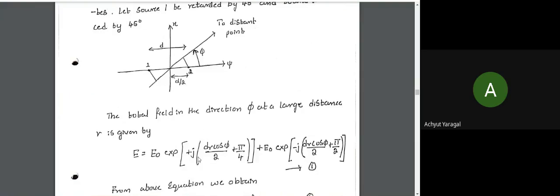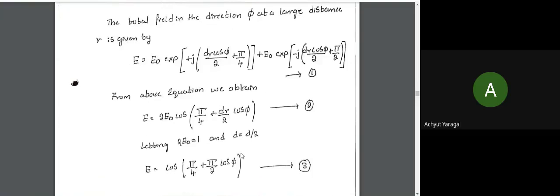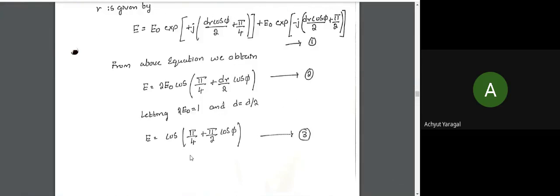So the total field in the direction phi at a large distance r is given by the same expression; the only thing we change is to add pi by 4. So the final equation is cos of (pi by 4 plus pi by 2 cos phi). It is the same equation as case 1; the only change is that pi by 4 has been added to this final equation, which is the electric field of 2 point sources of the same amplitude but in phase quadrature. And this is how we get case number 3.